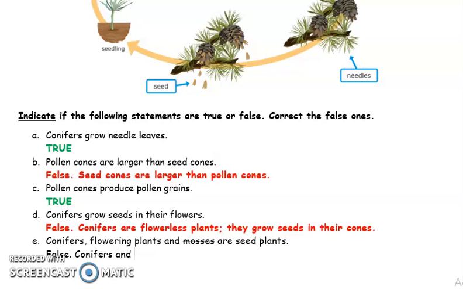Conifers and flowering plants only are seed plants. Mosses are non-seed plants.